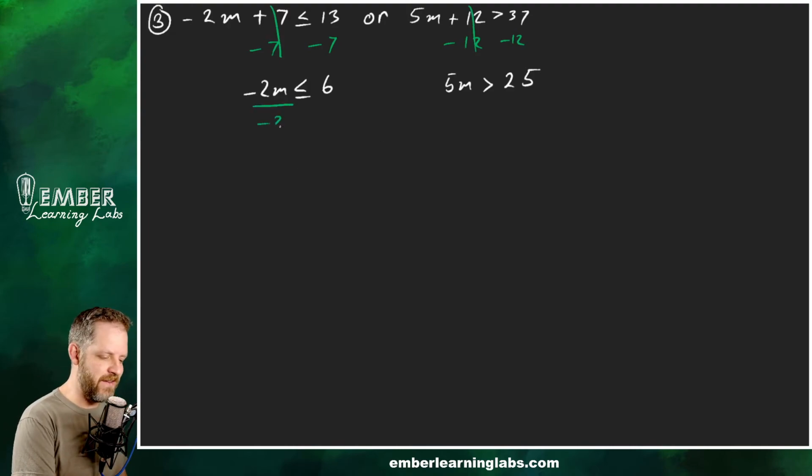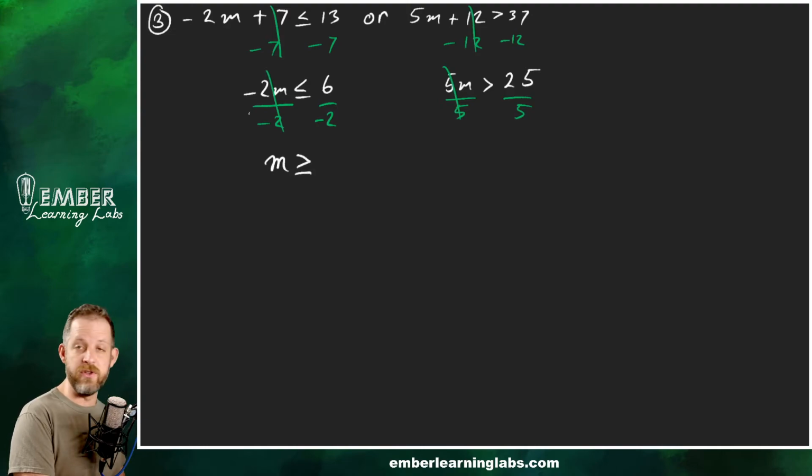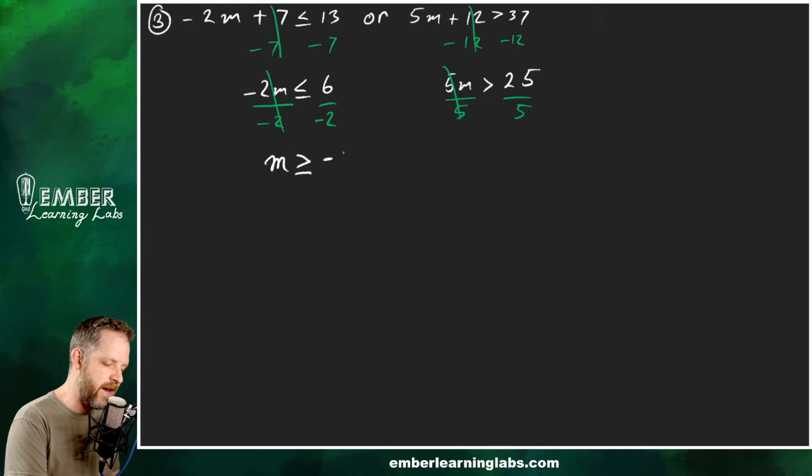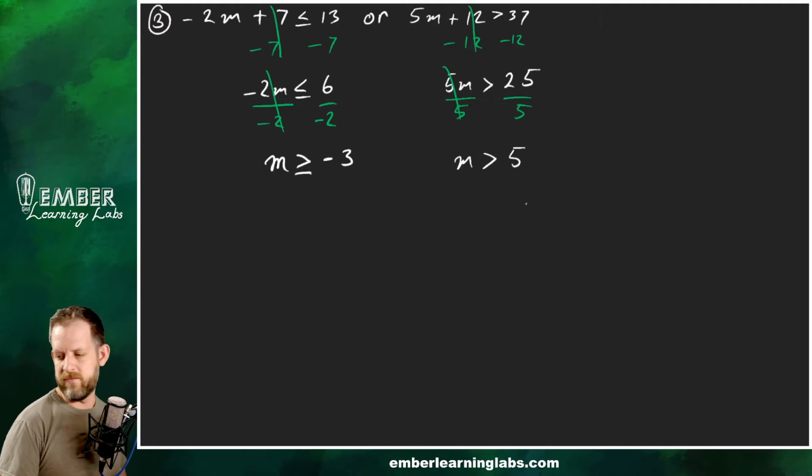Going to divide by -2 over here. Remember our rule with the multiplying and dividing by negatives on inequalities. Divide by 5 over there. That cancels. That cancels. And so we're left with m is greater than or equal to... So that's our rule, right? When we multiply or divide by a negative, it flips the inequality. Greater than or equal to -3. And m is greater than 5.